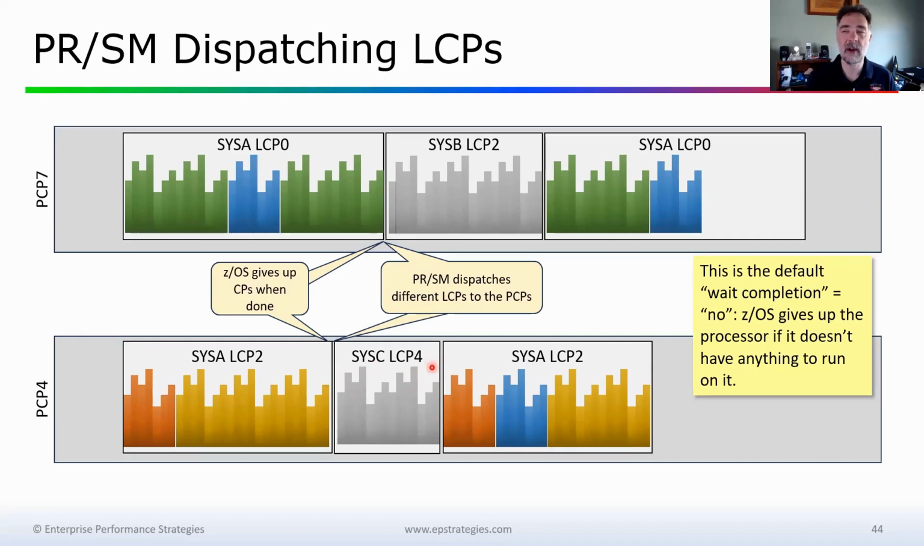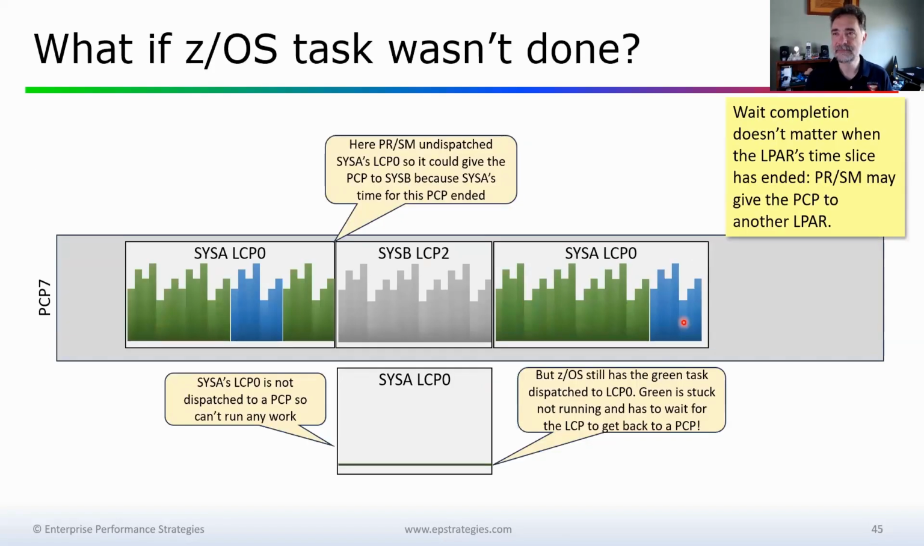It's doing IO, it's issued an IO, has nothing more to dispatch on this logical CP. It gives it back to Prism. Prism can dispatch something else on it. This is the default for wait completion equals no, which is the default in the recommendation. And as of, forget whether it was a Z16 or Z15, one of those more recent machines, you no longer can specify wait completion equals yes. So this is the way it should be running.